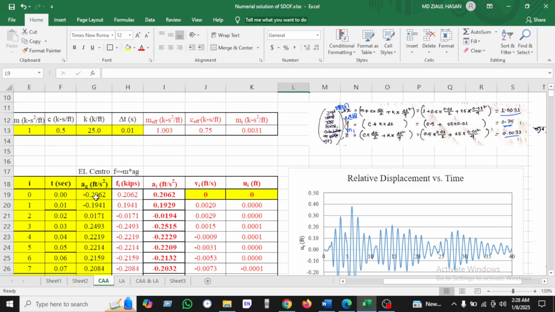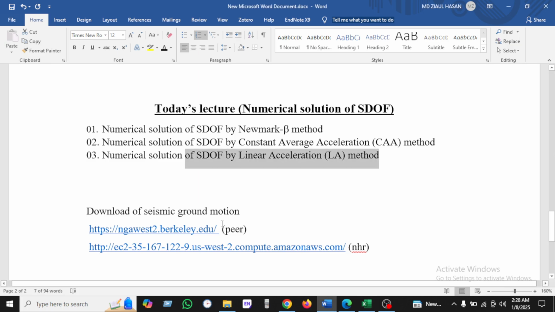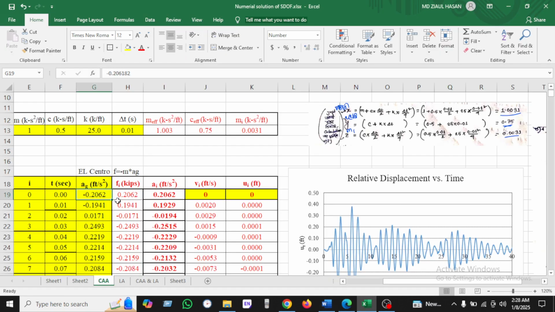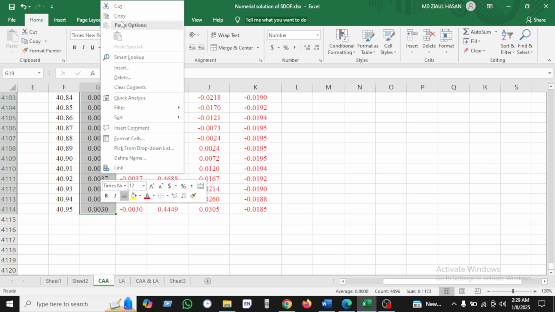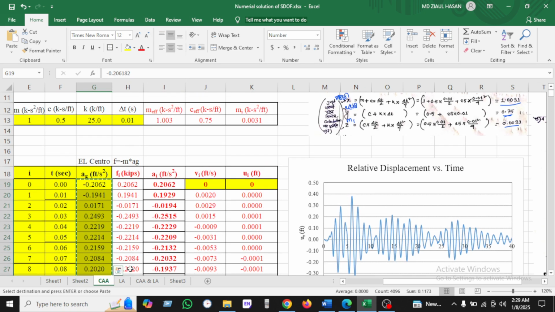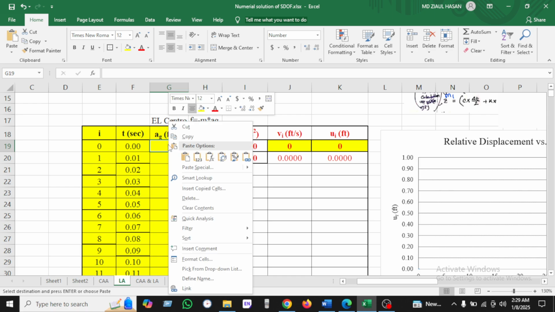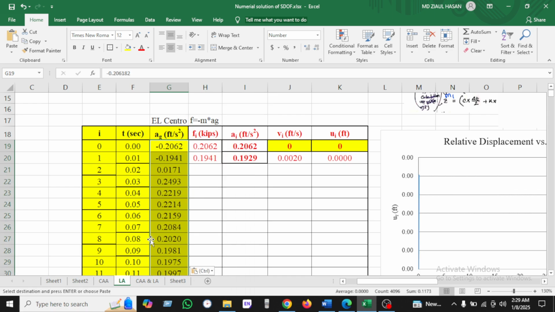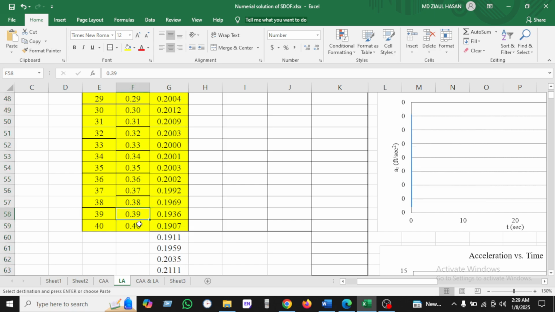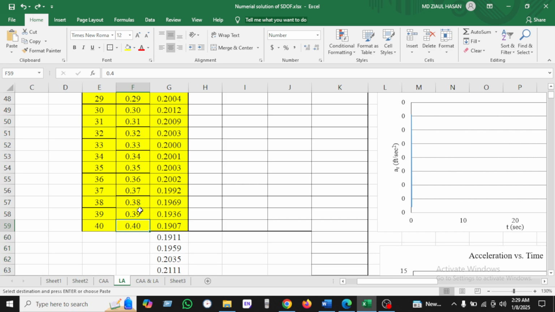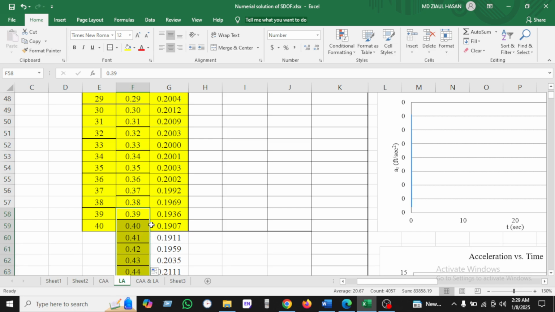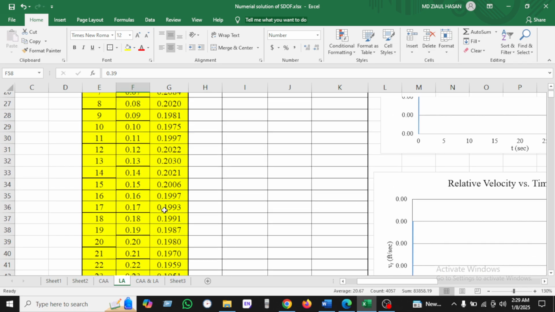The El Centro data is taken. You can download the El Centro data from here, or you can see my previous video for how to download the El Centro data. I am just copying it here and putting the El Centro data here. We are taking only, sorry, all the data is given here.